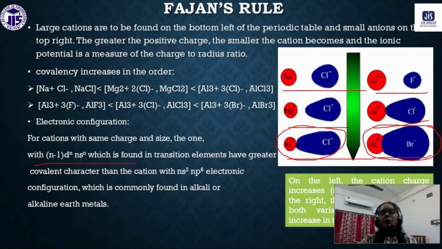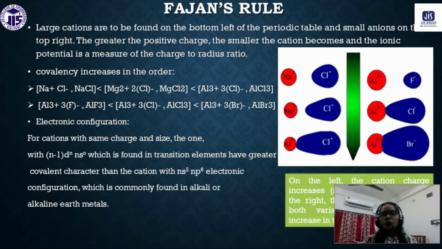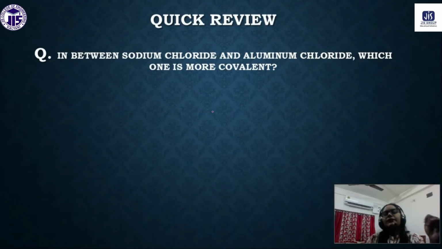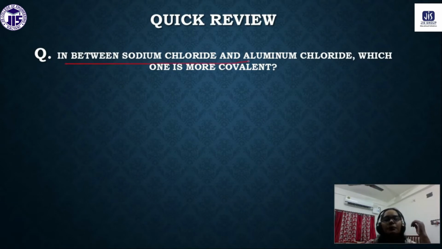So these are some of the statements of Fajan's rule, and we have already seen this. Now, this is a quick review of whatever I have told you. Based on that, how much can you remember? I have given one question: between sodium chloride and aluminum chloride, which one is more covalent?